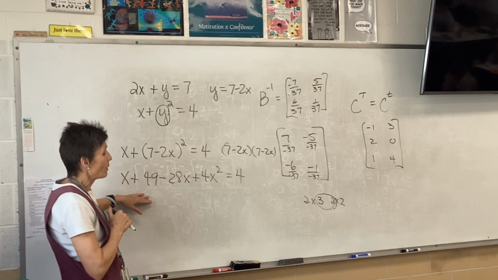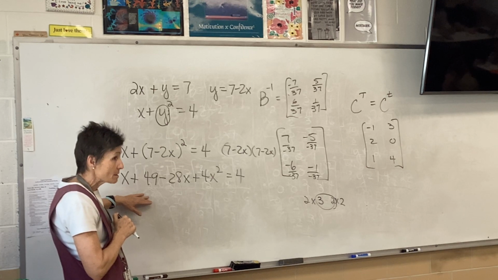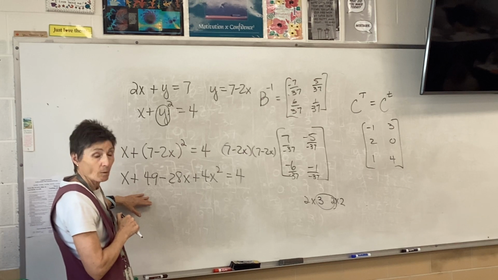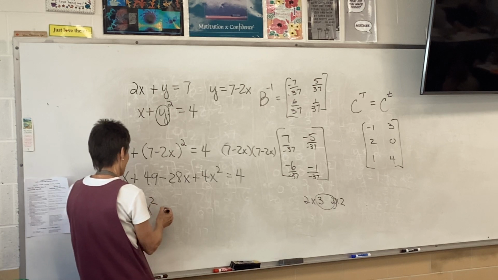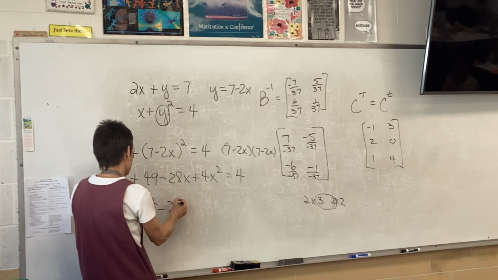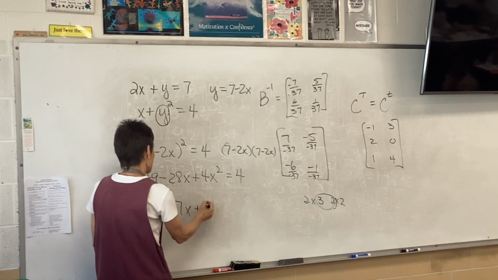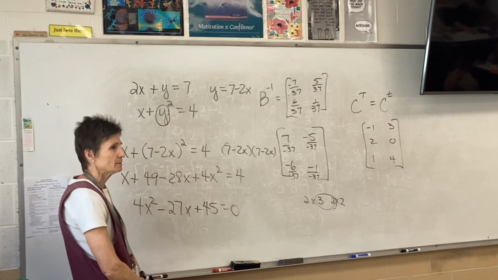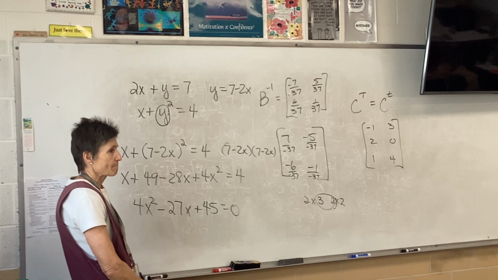What kind of an equation is that? Quadratic. So we're going to clean it up and get it set equal to 0 and then figure out how we're going to solve it. So I've got 4x squared minus 27x plus 45. How does that look? Does that look okay? All right, now what?